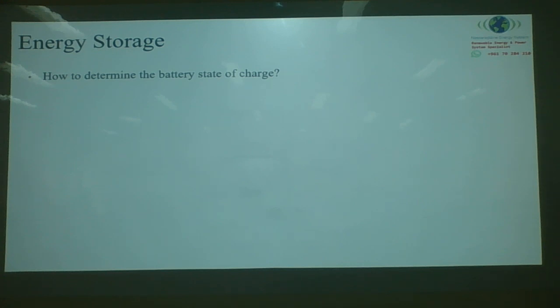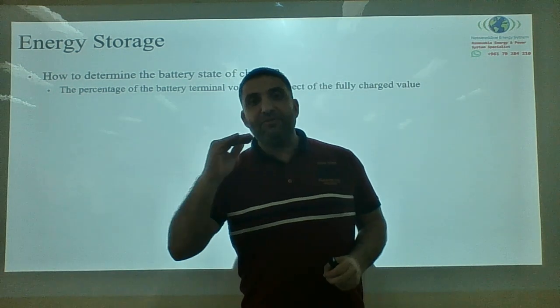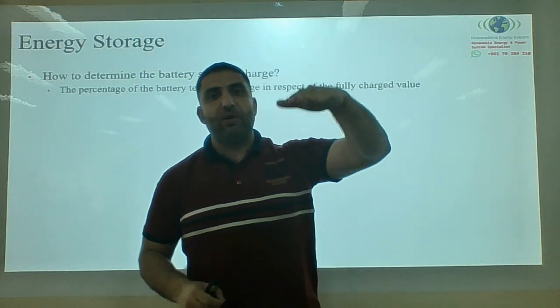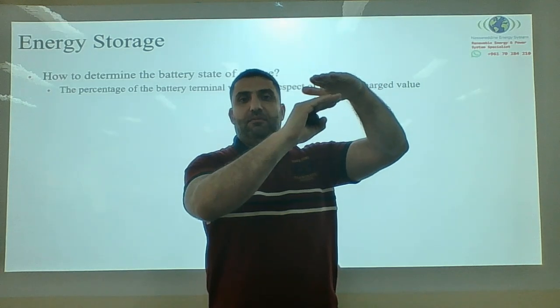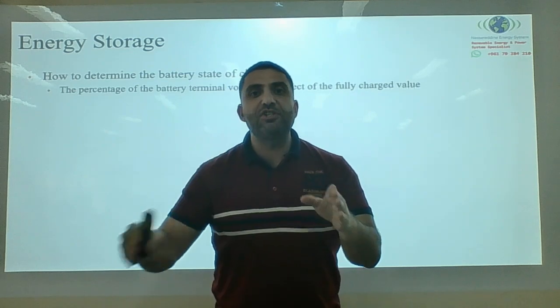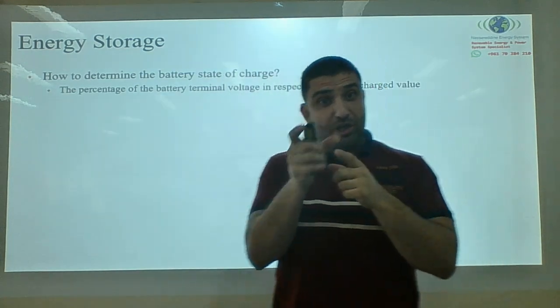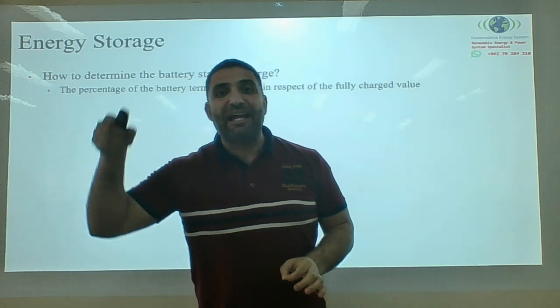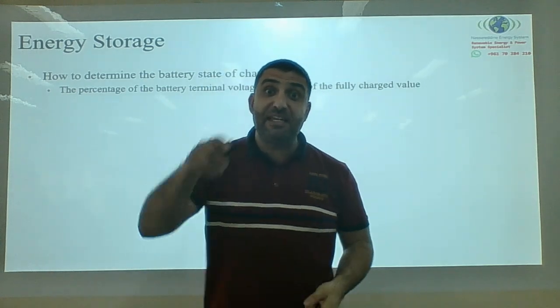How do we determine the battery state of charge? It is the percentage of the battery terminal voltage with respect to the fully charged value. So how do I know how much energy there is inside my battery? Let's say, for example, 100% is 14 volts, 13.8, and 13.5 volts could be 80%. Each battery will give you this chart. That's why the terminal voltage of my battery is very, very important to determine the available capacity inside the battery.